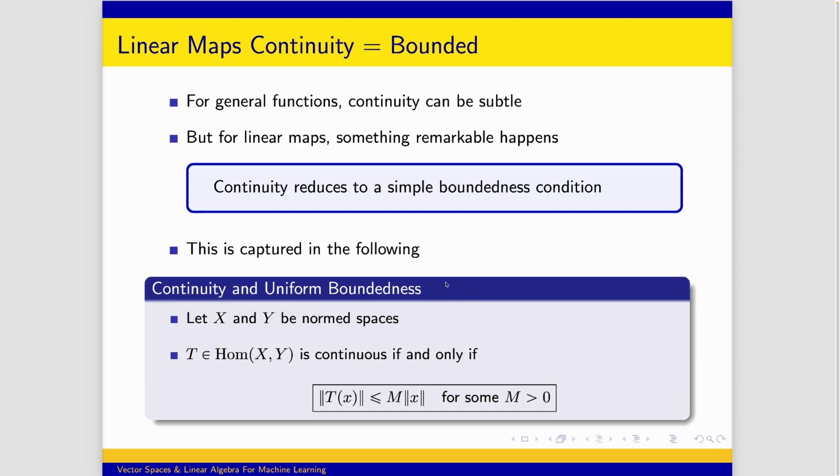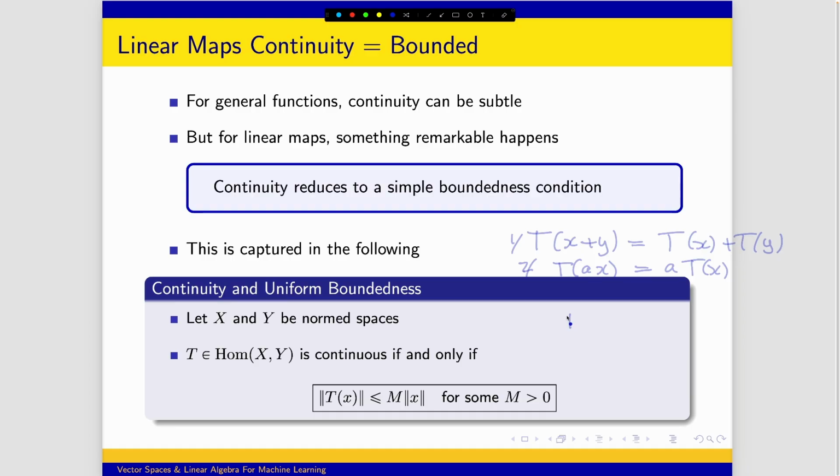Now let's take any linear map. So if you recall, linear maps T are maps such that the following is true. T acting on x plus y is equal to T acting on x plus T acting on y. That's the first condition. The second condition is that T acting on a number times x is the same as that number times T acting on x. So these are the two conditions that define linearity.